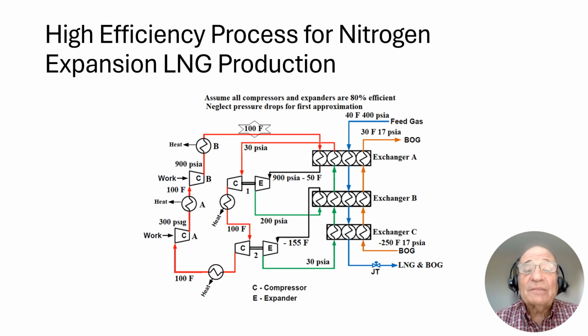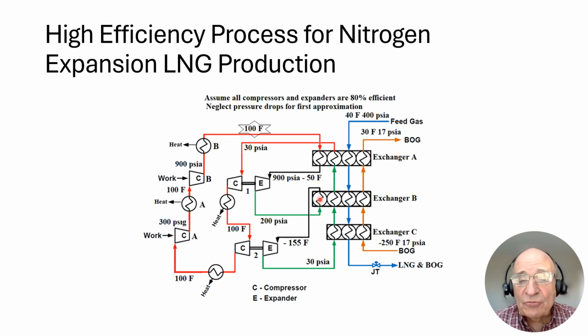Remember, I said the expansion ratio is what's important, not the actual numbers that you're dealing with. So we're going from 900 to 200, and that expansion ratio would be 4.5. 200 divided into 900 gives you 4.5. And that expansion ratio gives you a very cold temperature here. We're not showing it here, but it's in the computations.